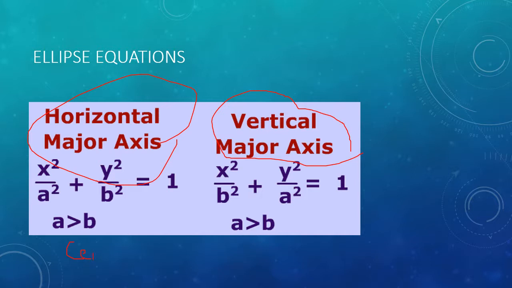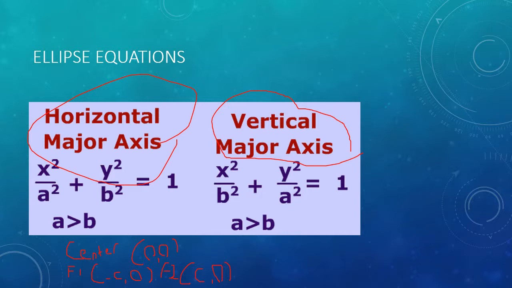So the center has to be 0, 0. And for the foci, instead of putting the whole thing, you put F1 for the first pair right here, which is a negative unknown number, and then 0. Then F2 will be right here. It will be a positive number, and then 0.